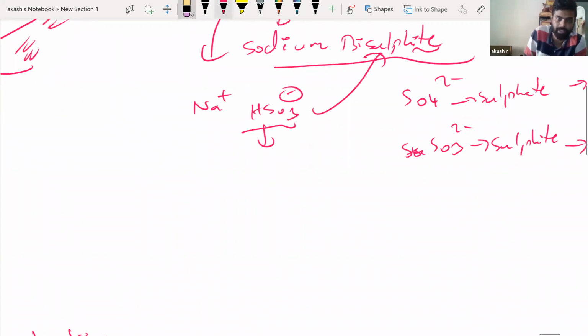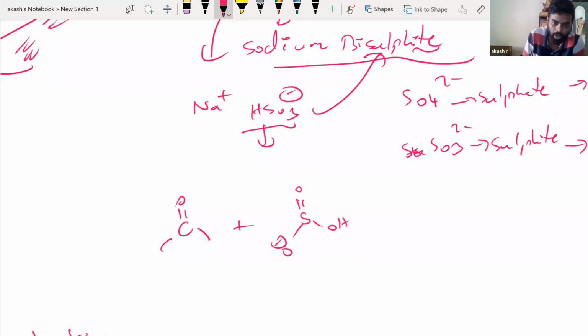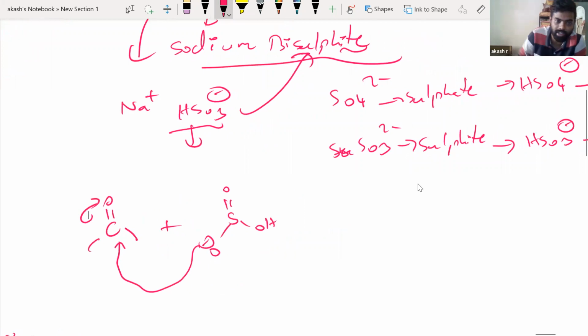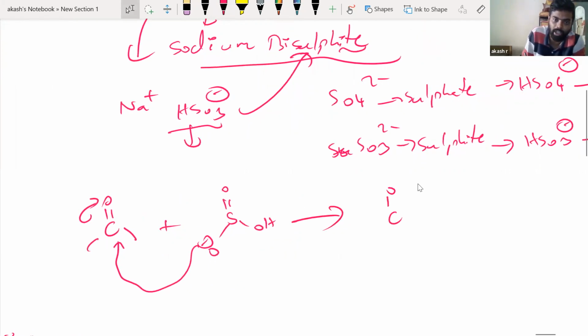Okay, let me start from first. So we have this C double bond O. Now we know the structure of HSO3 minus, sulfur with double bond O, with one OH and one O minus. And I told you this is the nucleophile that is going to attack this carbonyl carbon, and obviously this bond breaks. Now what are we going to have? We are going to have CO minus, 2 more bonds, and this oxygen with, let me write it as OSO2H. That is the S, 2 oxygens and 1 H.